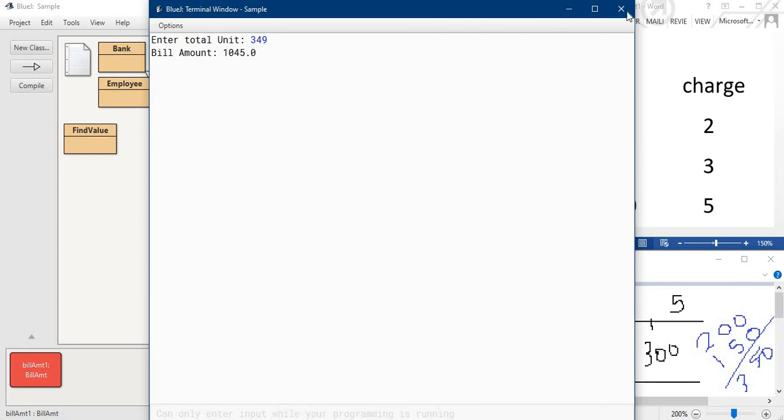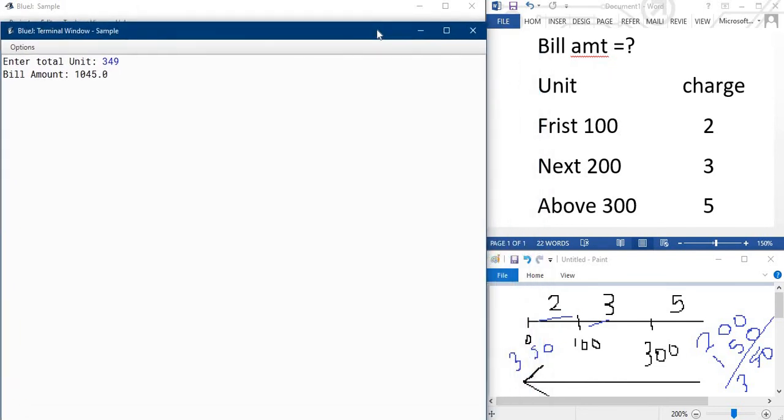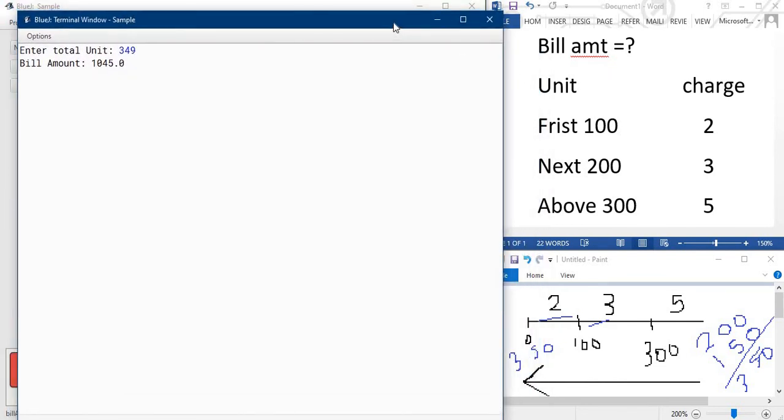I hope this if statement is clear for you. Next video you can see the if statement again, but a different condition. This time there is no first 100, next. This mention is clearly from the beginning portion and the ending portion, how to do the calculation. Wait for my new video.